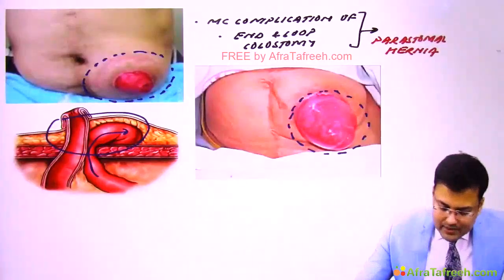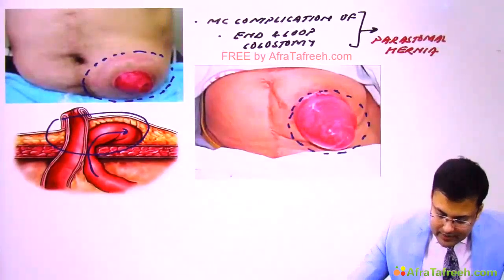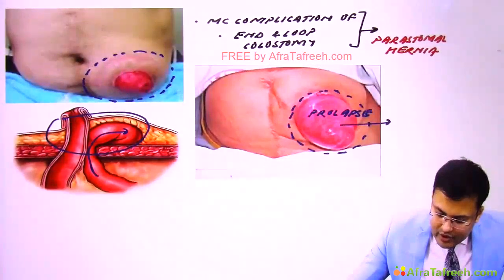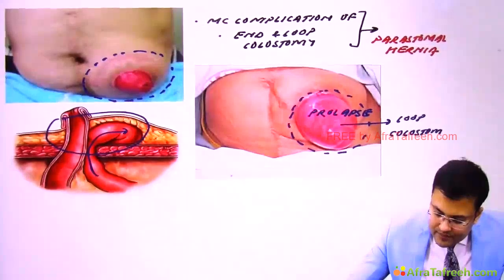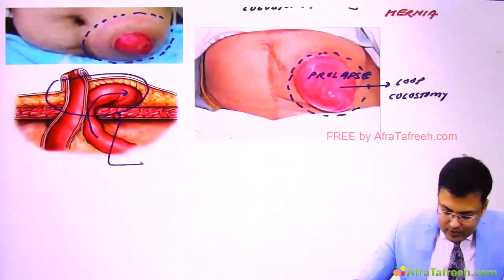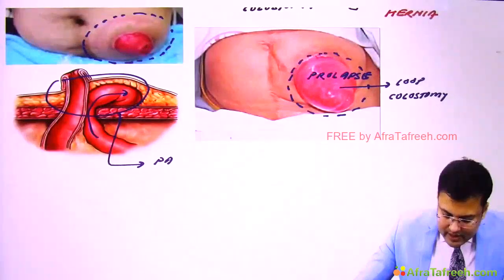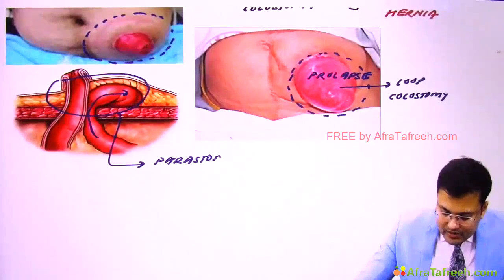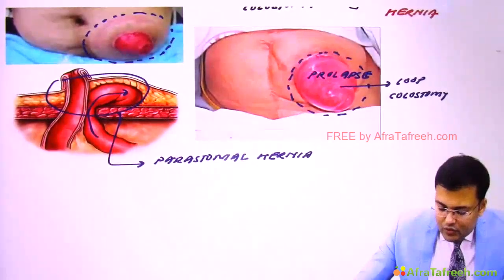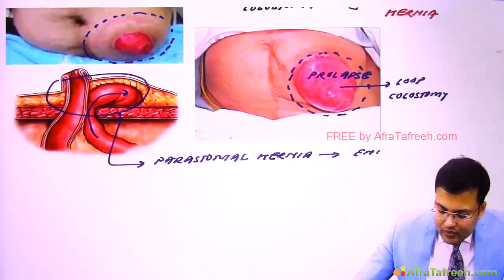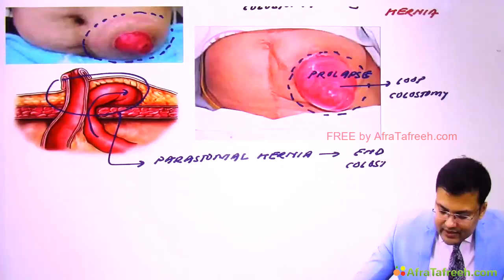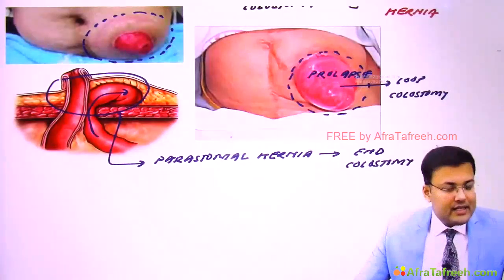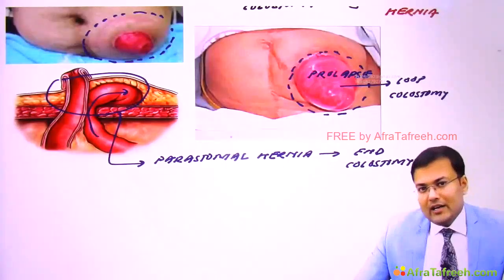So this is prolapse. It is more common in loop colostomy. Why? Because there is a larger opening. And this is parastomal hernia. It is more common in end colostomy. Why? Because of extensive dissection. So this is all about ileostomy and colostomy.